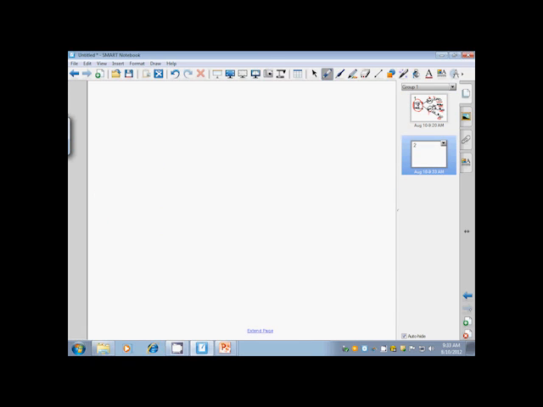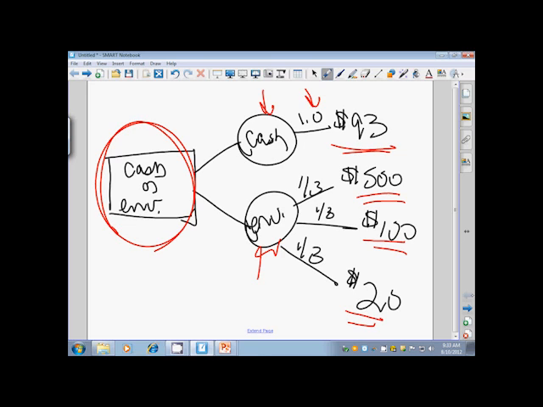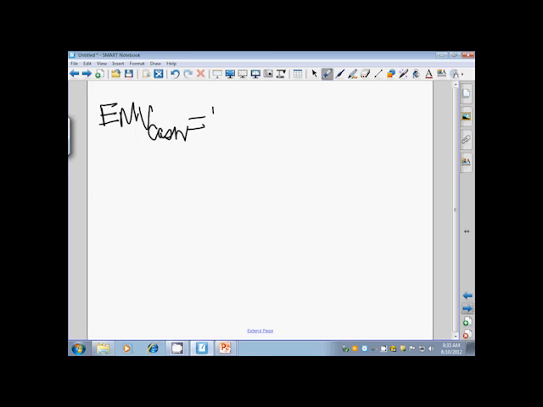Expected monetary value. Let's start with our expected monetary value for cash. What was the probability? Probability was 1.0. So I have a 1.0 chance, or 100% chance, of getting $93. Do the math. I can actually do that one in my head, and it is $93.